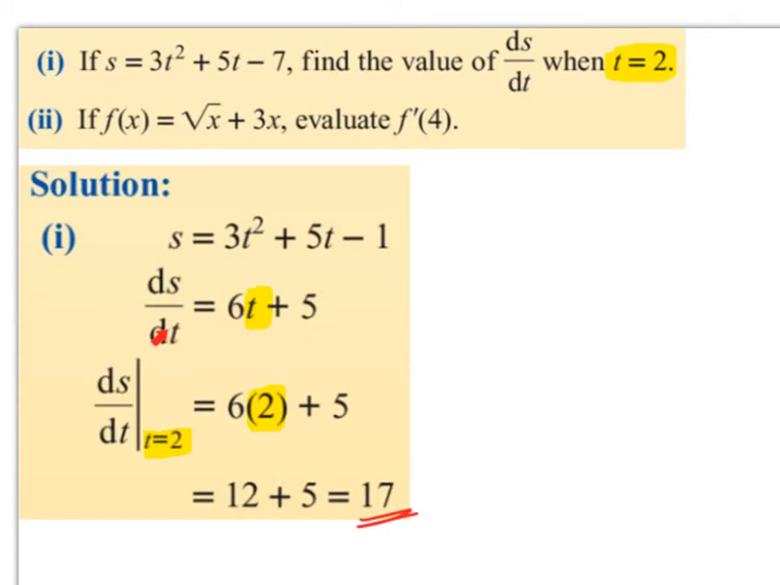So we're interested in what the derivative is when t is equal to 2. So we swap t for a set of brackets, put in 2. 6 times 2 is 12. 12 plus 5 is 17.